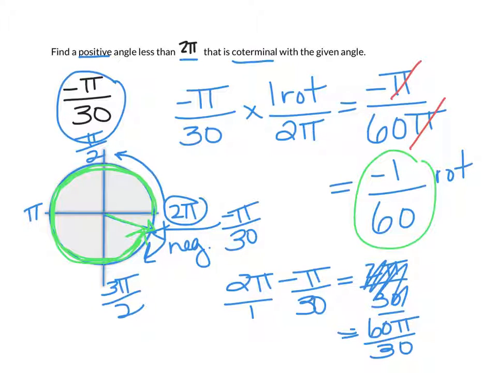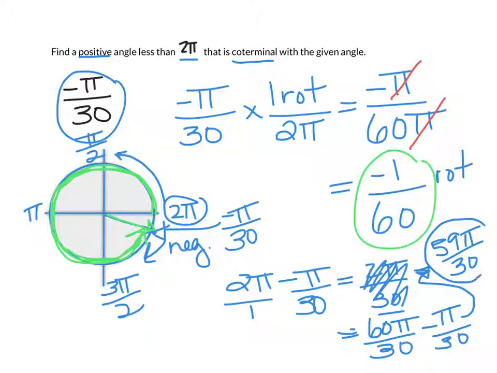So now that I have like denominators, I can subtract pi over 30 from 60 pi over 30, and that is going to give me 59 pi over 30. So it's going to give me a fraction, but that's the positive coterminal angle that's less than 2 pi in the same position as negative pi over 30. I'd want to check to see if I can reduce that fraction, but there is no number that goes into both 59 and 30 that would allow me to reduce the fraction, so I'm just going to keep it as is.